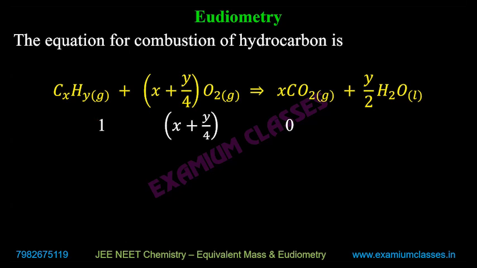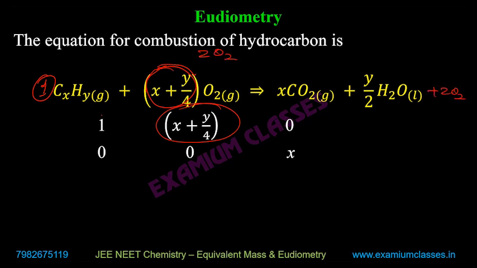Before reaction, 1 mole of the hydrocarbon, here we have 1 which is not written, will react with x plus y/4 moles of oxygen. And initially there is no carbon dioxide. But once the reaction has happened, you won't have any moles of hydrocarbon and oxygen. I am considering only those out of these. If there is excess, say Z O2 excess, so you will have Z O2 excess here.